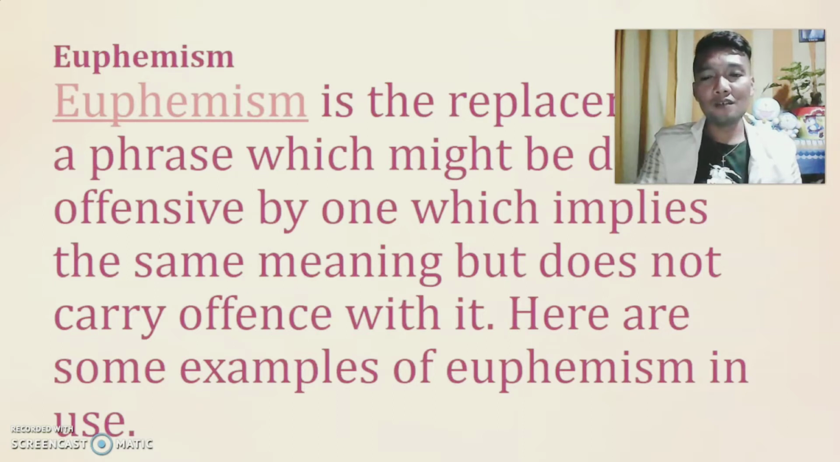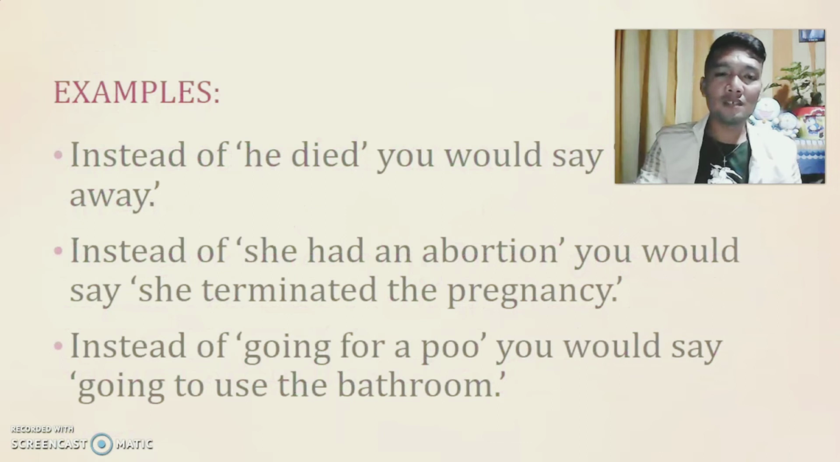Here are some examples of euphemism in use. Number 1, instead of saying he died, you would say he passed away. So in this case, there is what we call taking the word a little effect or a little intensity, so that the listener would not be shocked at what the news is all about. And next, instead of saying she had an abortion, you would say she terminated the pregnancy. Number 3, instead of going for a poo, you would say going to use the bathroom.